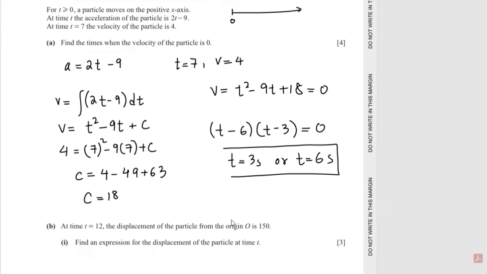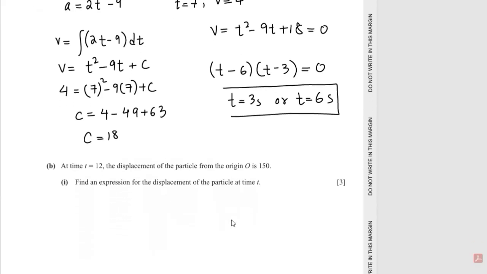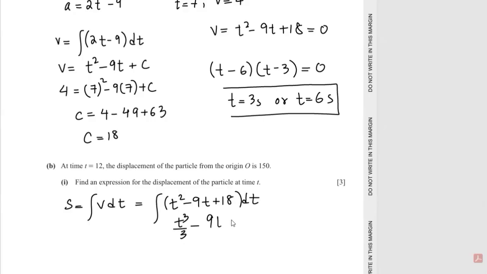Okay. Part B. At time t equals 12, the displacement of the particle from the origin O is 150. So part 1. Find an expression for the displacement of the particle at time t. In order to get the displacement, we need to integrate velocity now. So let's integrate t squared minus 9t plus 18 dt. T cubed divided by 3 minus 9t squared divided by 2 plus 18t. And don't forget the constant c.